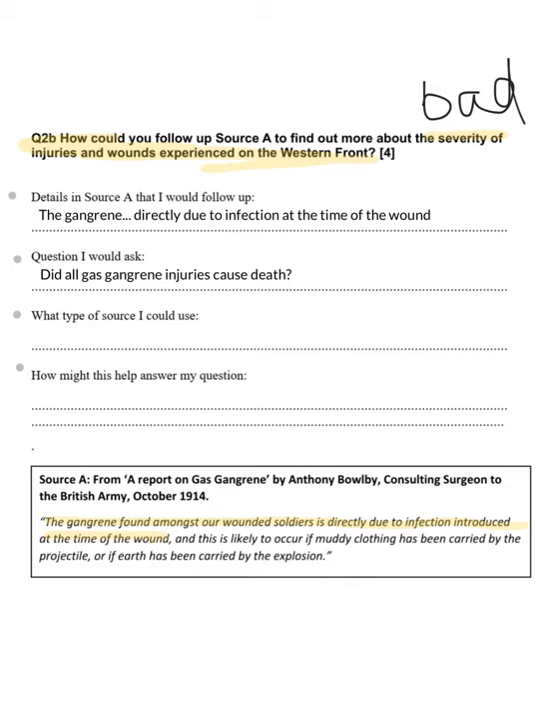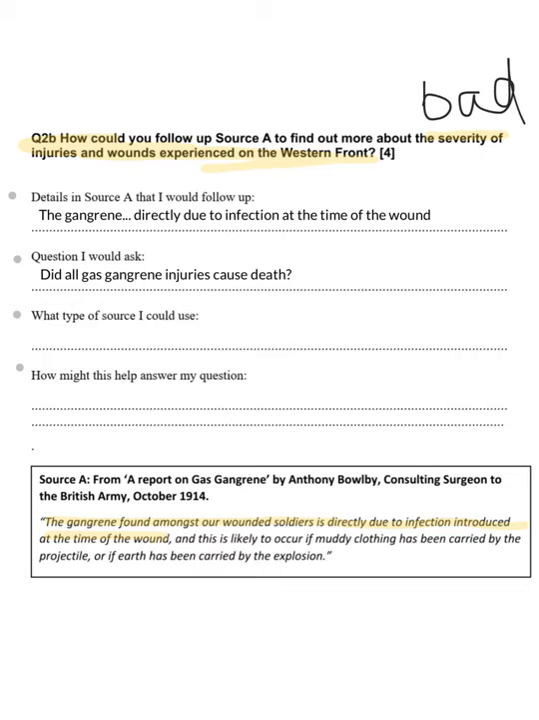So you get to this bit now. What type of source could I use? We're looking for something really specific that would actually be helpful. So I've got to think to myself, how am I going to find out if gas gangrene caused death? Well, what could I look at? I need some sort of record. Where would I find that record?